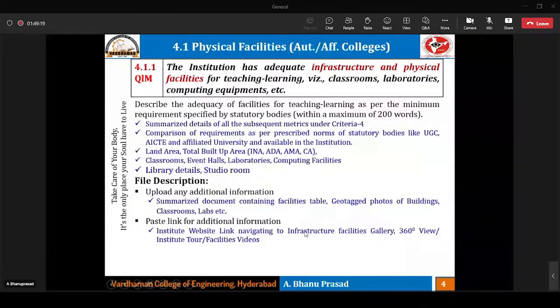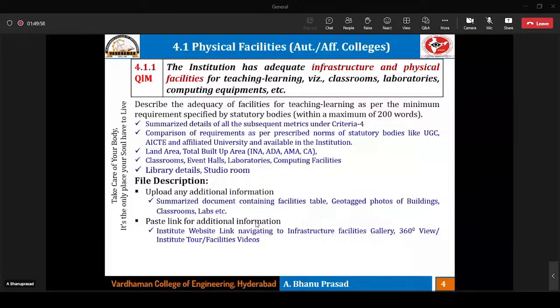Many institutes maintain a website compulsorily, and they give a gallery of photographs. Some, in the advanced way, give a 360-degree view. They make it an institute tour, and some export facilities videos. All these can be navigated, and we can paste the link for additional information. This covers the overall summary of the subsequent metrics. So now we will go in depth, one by one.